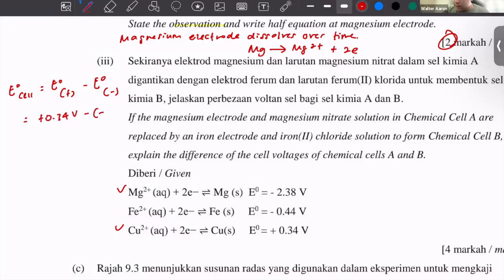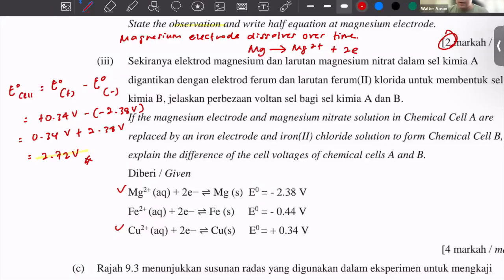Okay, so we'll start with the positive terminal, which means that the voltage produced for the cell between magnesium and copper will be positive 0.34 volts minus negative 2.38 volts. So that would technically be 0.34 volt plus 2.38. So if you were to write this correctly, you should be able to get 2.72 volts. All right, so that's the first answer. Then you write this correctly, you should be able to get 2 marks already.